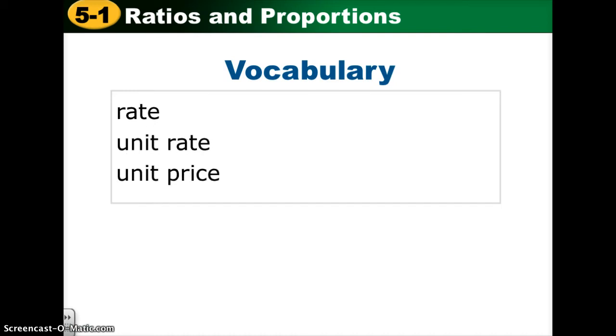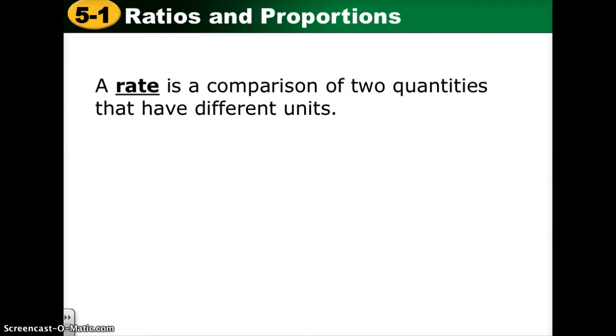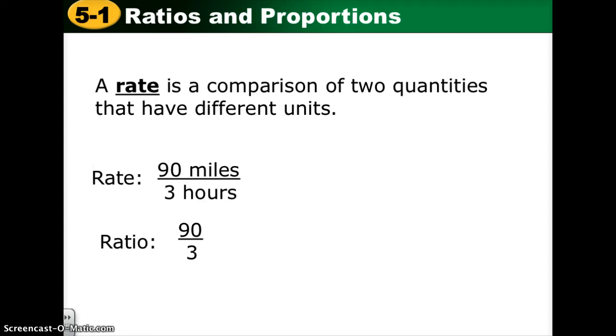Moving to the second part, rate and unit price are our key terms. A rate is a comparison of two quantities that have different units. A ratio, as we saw in the first half, is like 9/3, while a rate would be 90 miles over 3 hours. The difference being that rates have different units that are being compared. Ratios are either comparing the same units or just comparing numbers.